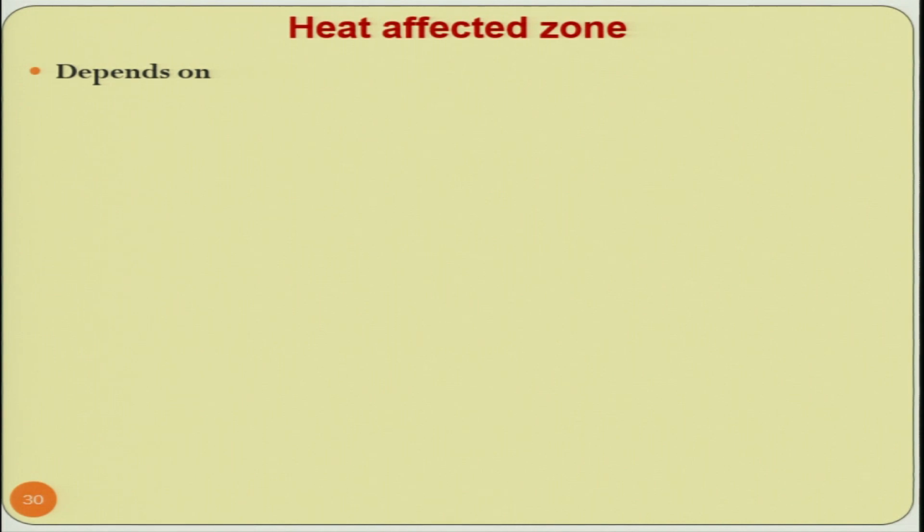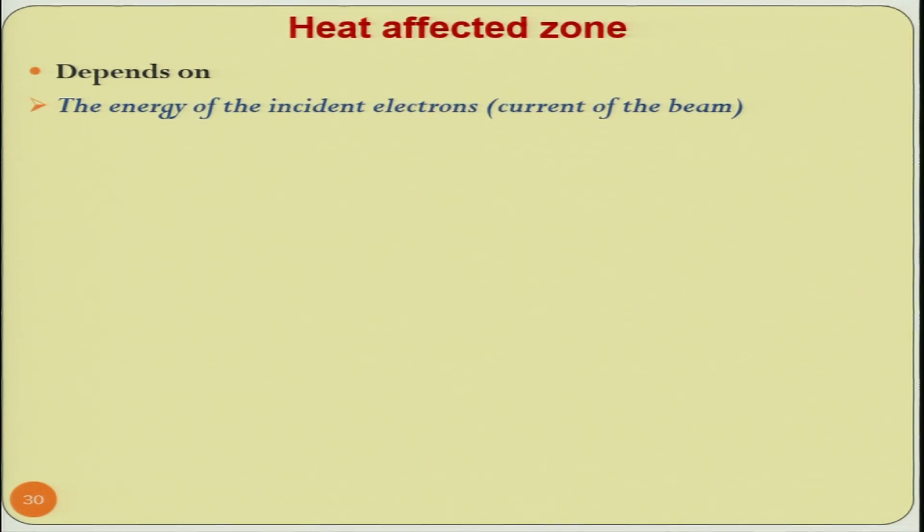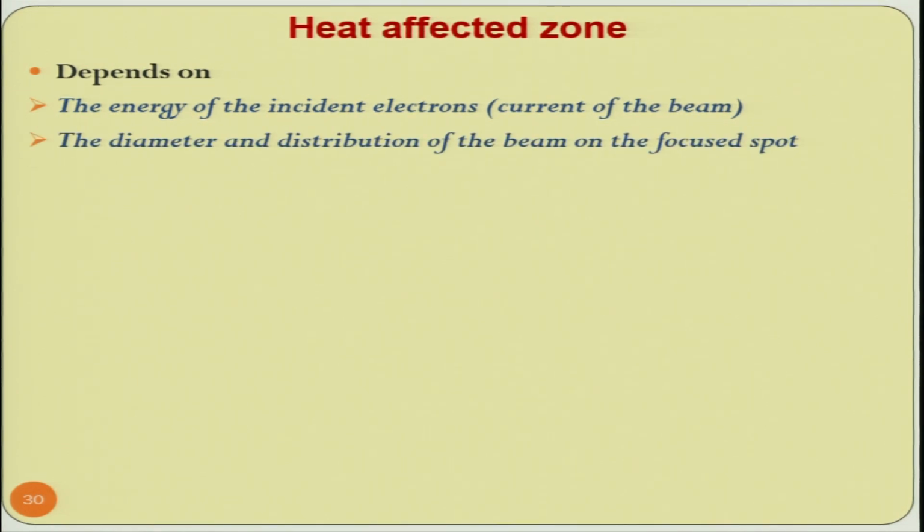Heat affected zone depends on the energy of the incident electrons, that is, the current of the beam is going to decide the energy of the incident electrons. Then the diameter and distribution of the beam on the focused spot, as I mentioned to you. This is a focused spot, and you can have the beam over here, and this beam can have different shapes, this shape or this shape, depending upon in what manner you are supplying the beam.